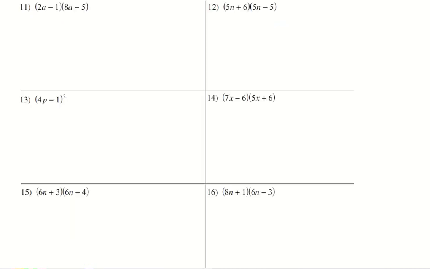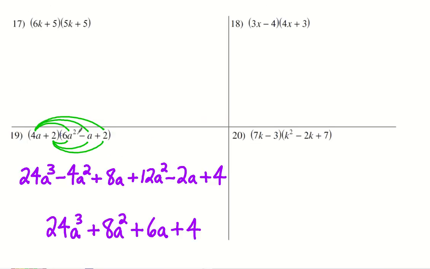Just remember, problem number 19 is just taking it to the next level a little bit. You have 2 terms here, a binomial, times a bubble of 3 terms, a trinomial. So there's just more distributing to do. You got to distribute the 4a to all 3 of these terms in this other bubble, and then you also have to distribute the 2 and multiply the 2 to all 3 of these terms to get all of these answers.